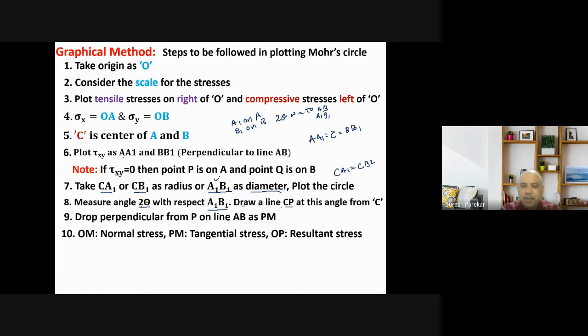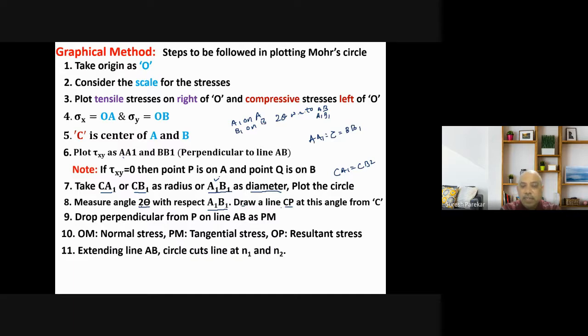Measuring OM and multiplying it by the scale gives us the normal stress. Measure PM, multiply it with the scale, and it gives you the tangential stress sigma T, and multiplying OP by the scale gives you the resultant stress, that is sigma R.